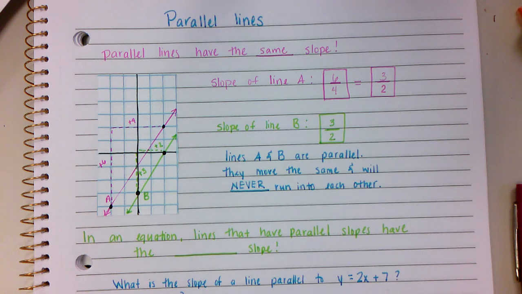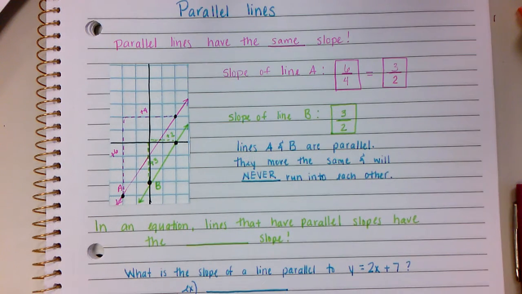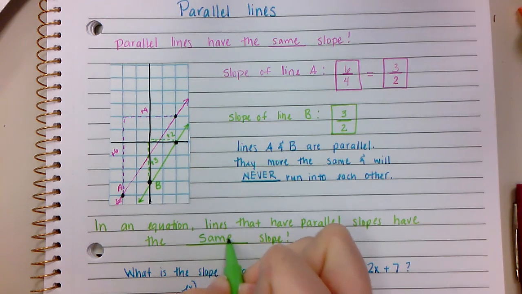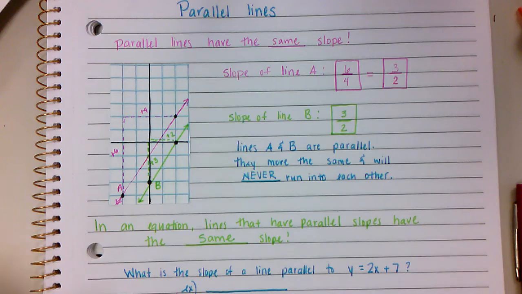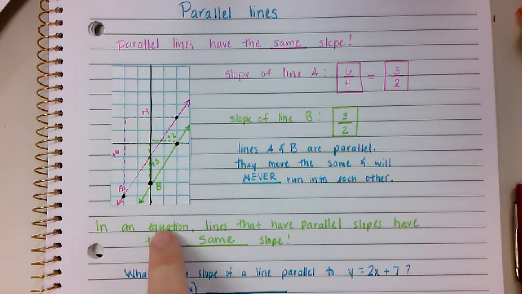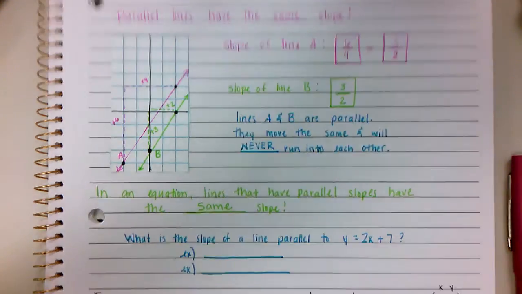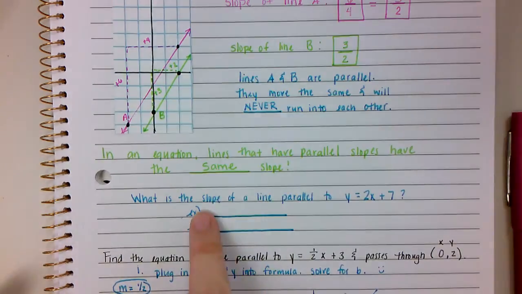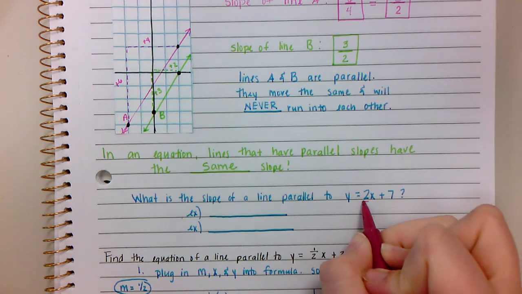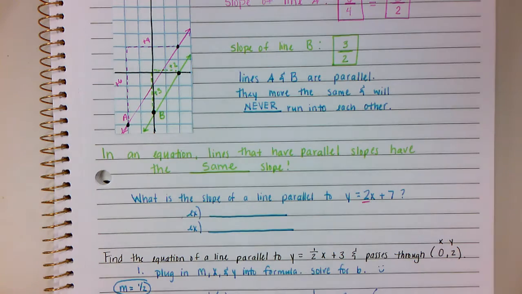In an equation, lines that are parallel have the same slope. Okay, so I wrote it up here. Parallel lines have the same slope. So when you're looking at an equation, it's got to have the same slope. And we know this right here is our slope, right? That number in front of the x.